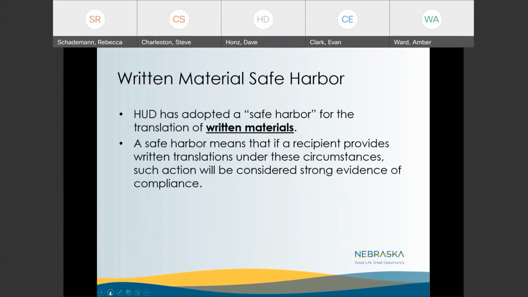Written material safe harbor. HUD has adopted a safe harbor for the translation of written materials. So safe harbor means that if a recipient provides written translations under these circumstances, such action will be considered strong evidence of compliance. Next slide.